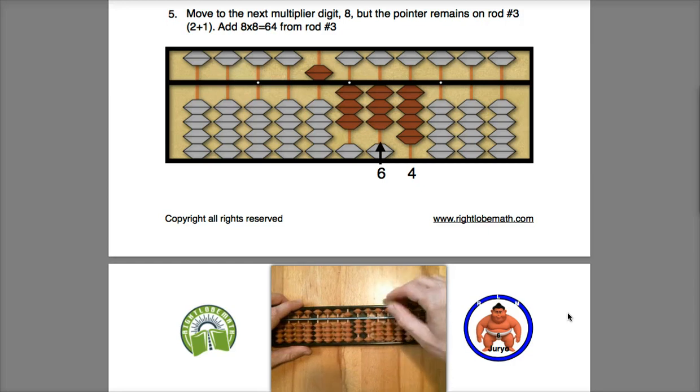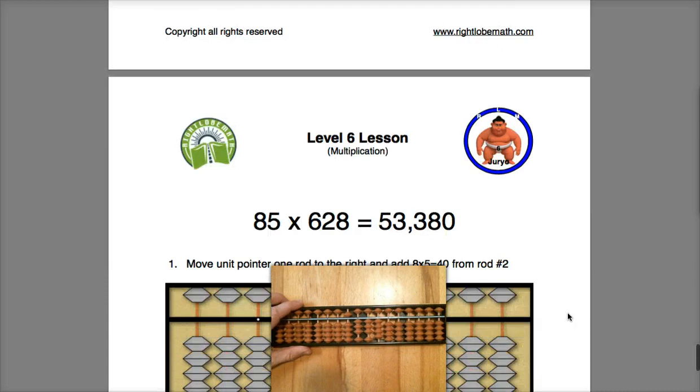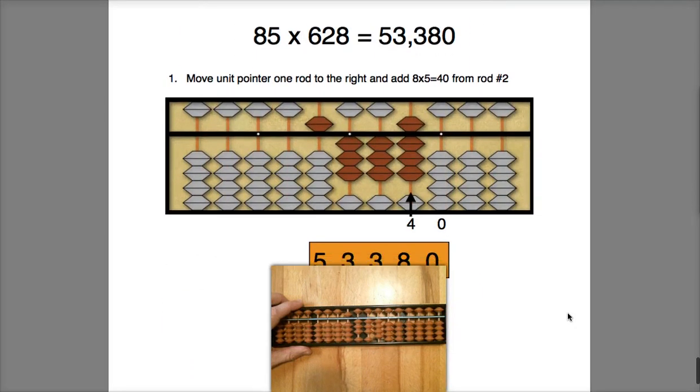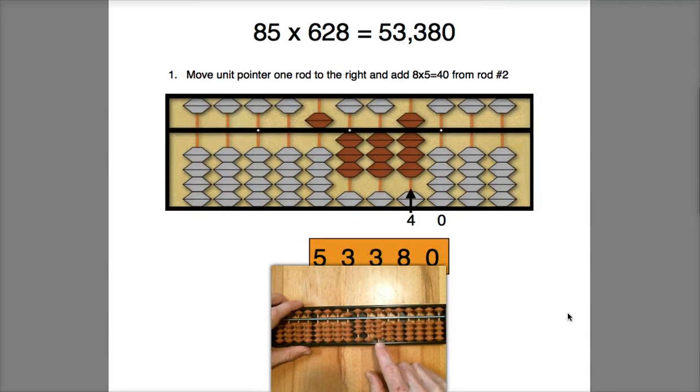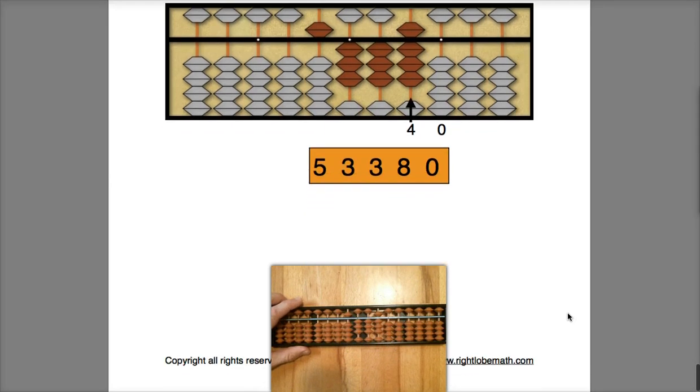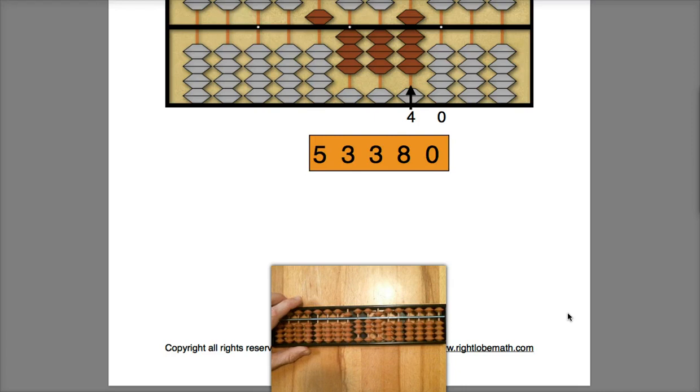So we do 64 like that, and then we're going to move our pointer one rod right and do 8 times 5, which is 40, and we'll enter that from rod number 2. So we enter a 40, and that gives us a final answer of 53,380. So hopefully that was all pretty clear to you.